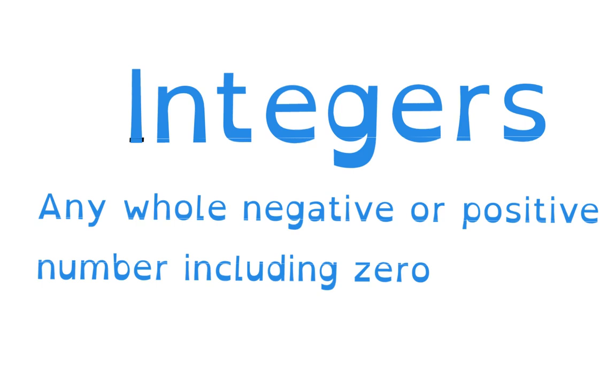We're going to start talking about integers and opposite numbers today. So the first thing, I just quickly wanted to remind you what an integer was. It's any whole, negative, or positive number including 0. So it will never be a decimal, it will never be a fraction. It will always be a whole number, whether it's positive or negative.